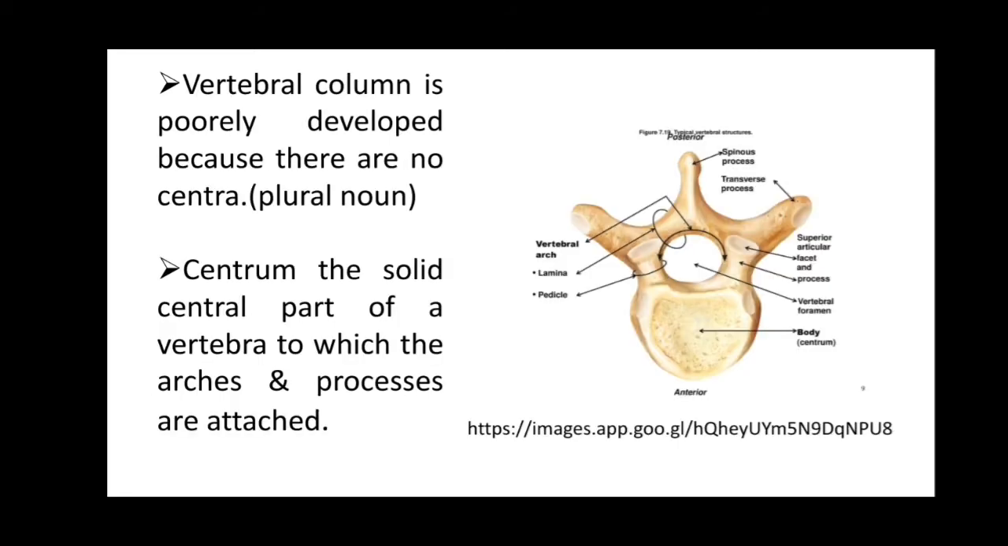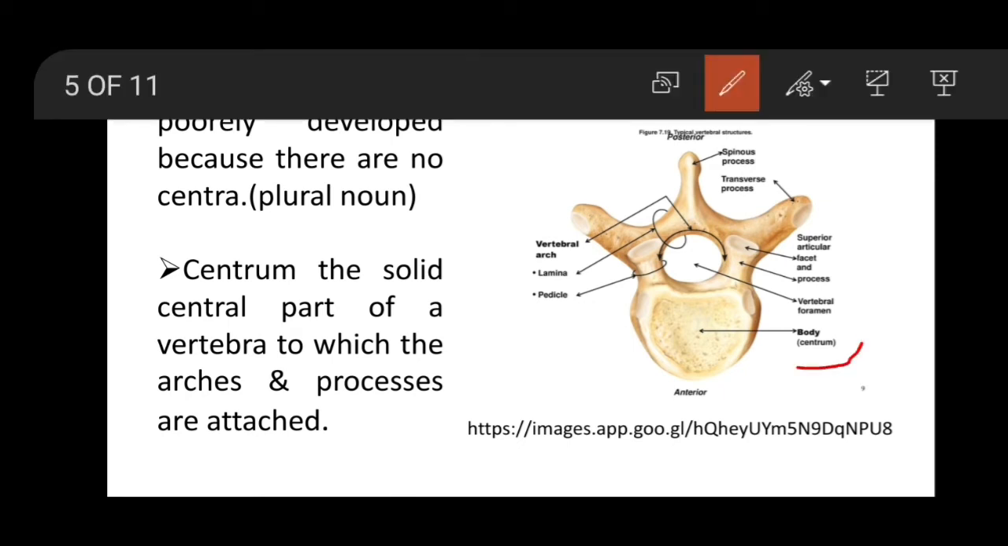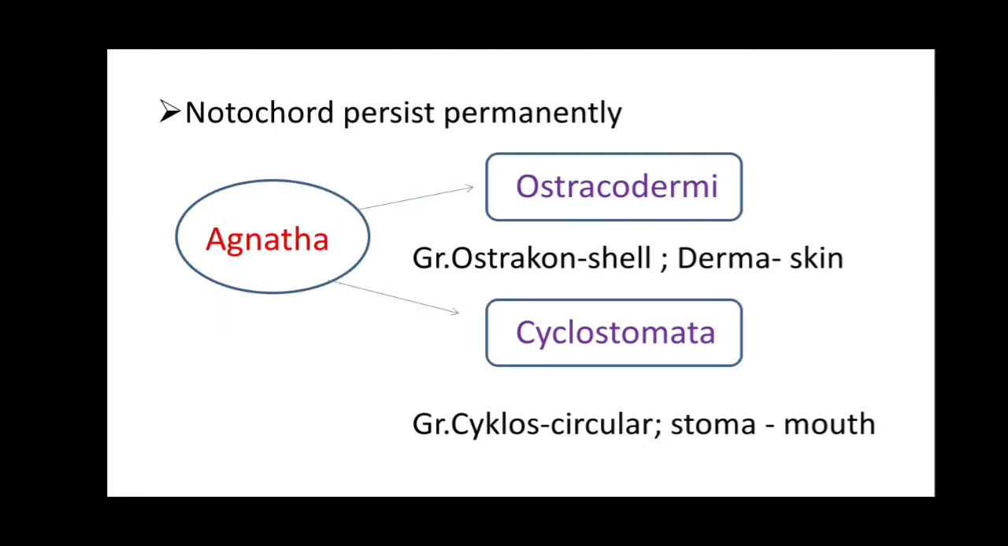In the next point, the vertebral column is poorly developed because there are no centra. Centra is the plural noun, and centrum, you can see here in this diagram. So centrum is the body, the solid part of the vertebra to which the arches and the processes are attached. Again, the notochord persists permanently, that is, the adult organism shows the notochord.